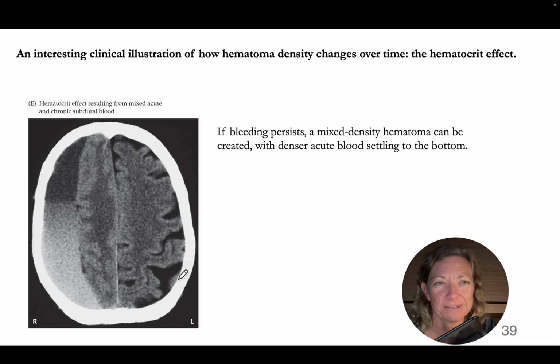So this is called the hematocrit effect. That's if a patient's got an active subdural bleed, denser blood settles to the bottom, so the patient's lying on their back. So this person has a right-sided actively bleeding subdural hematoma, where you get some chronic blood or fluid at the top and more dense new blood at the bottom because they're lying on their back, presumably in a hospital bed.